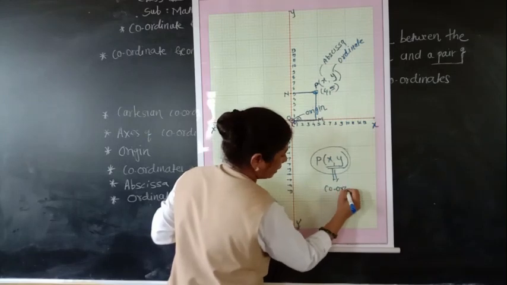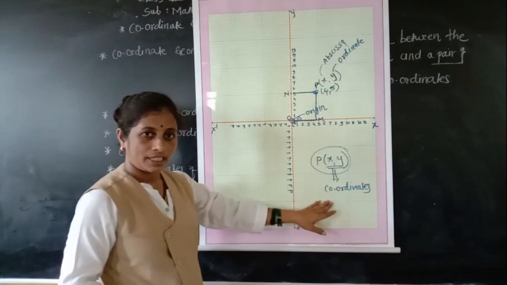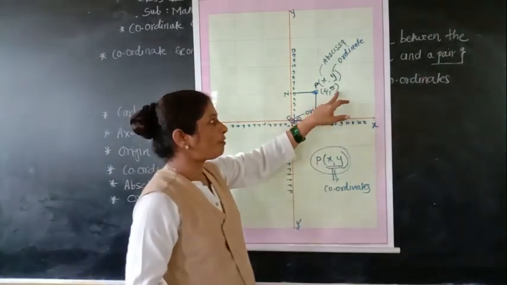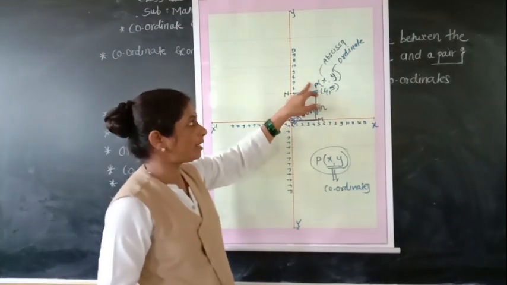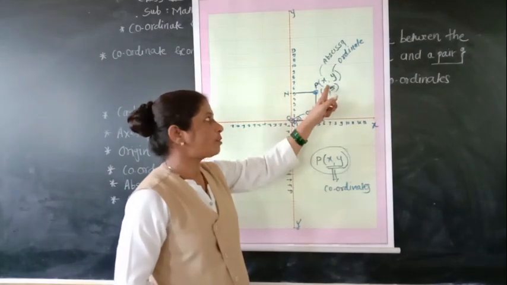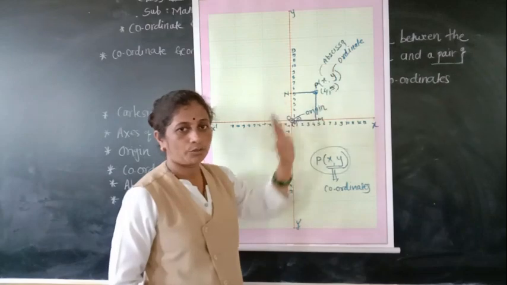So this total, x comma y, is called what? Coordinates. These x comma y are the coordinates of the point P. Means 4 comma 5 are the coordinates of the point P. Understood everyone? It is very important to know what is abscissa and what is ordinate. Simply, the x point is your abscissa and the y point is your ordinate. We have to keep that in mind.